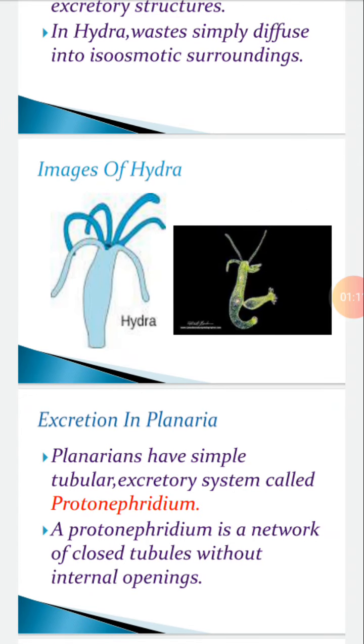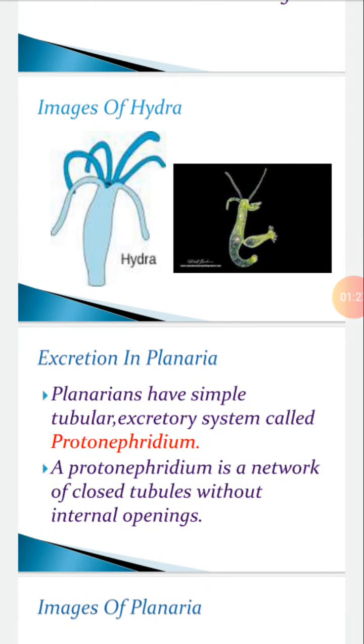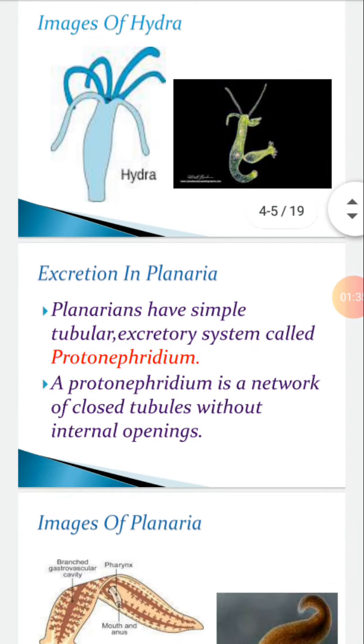The second organism is Planaria. Members of Planaria are called planarians, and they have a simple tube-like excretory system called protonephridium. A protonephridium is a network of closed tubules or tubes without any internal openings. Images of Planaria.